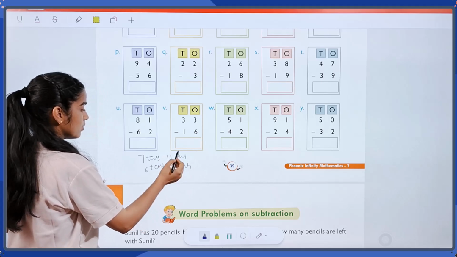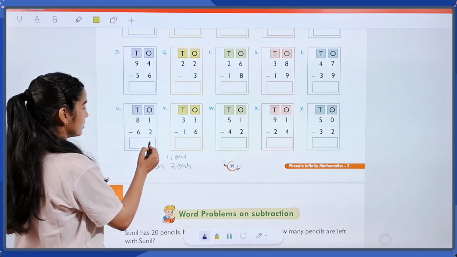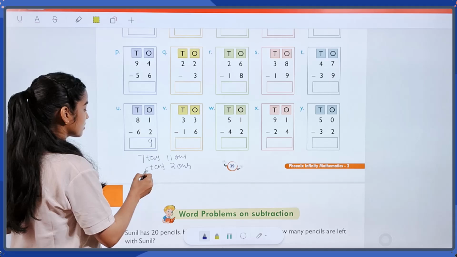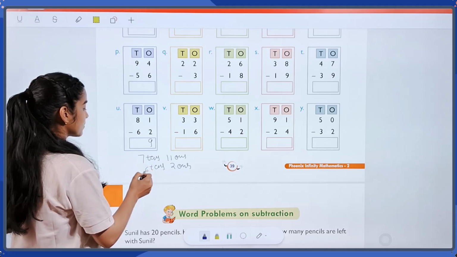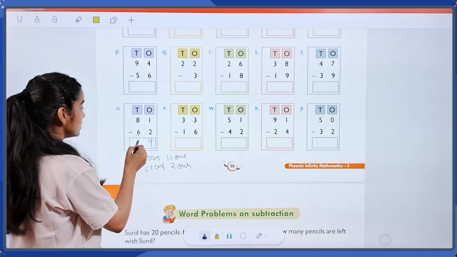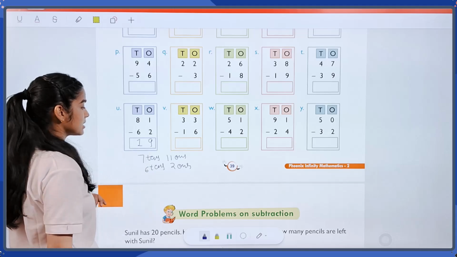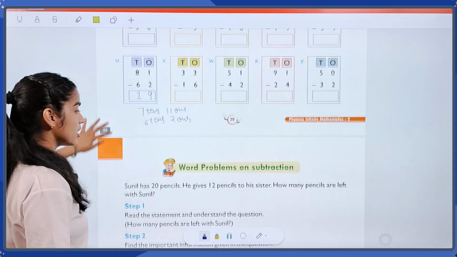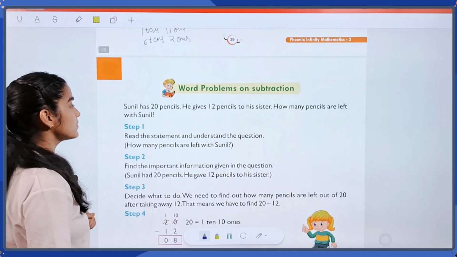11 minus 2, the 11 and 10 are cancelled. Now we have 9 ones, and 7 minus 6: we have to subtract 6 tens from 7 tens, which means 1 ten. So your answer is 19. Okay students, I hope this is clear to you. Now we move forward to the word problems on subtraction.